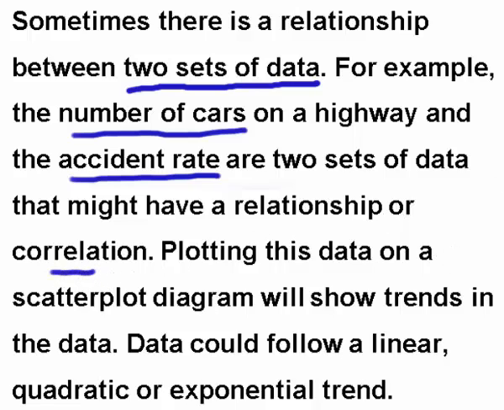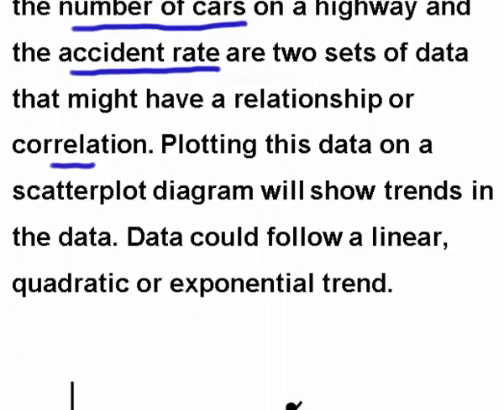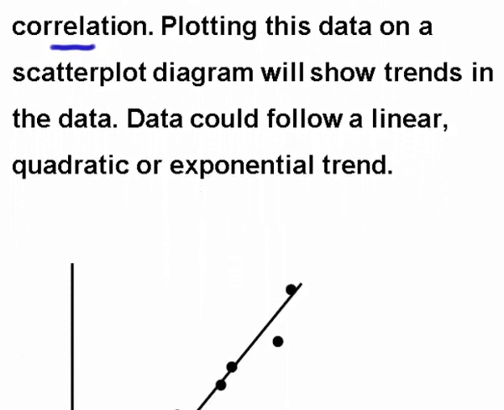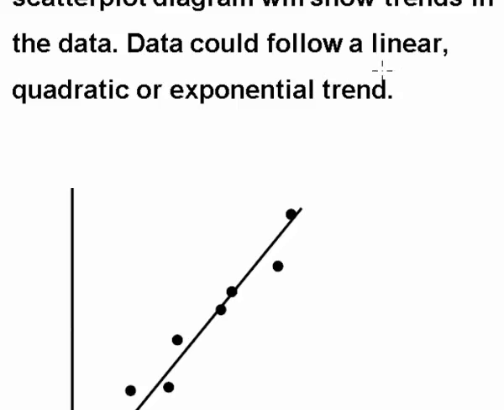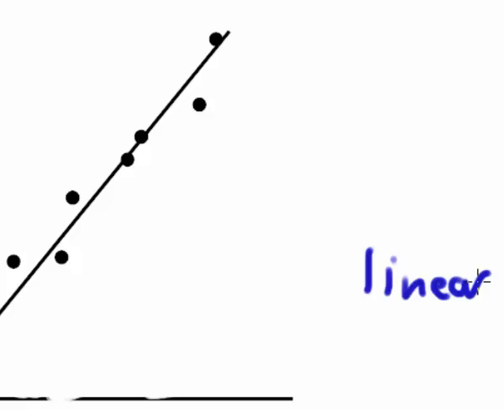Plotting this data on a scatter plot diagram will show trends in the data, and the data could follow a straight line or linear trend, a quadratic that would be like a parabolic trend, or an exponential trend. Now let's have a look here. If you look at the linear trend, we call this linear. Now have a look here.